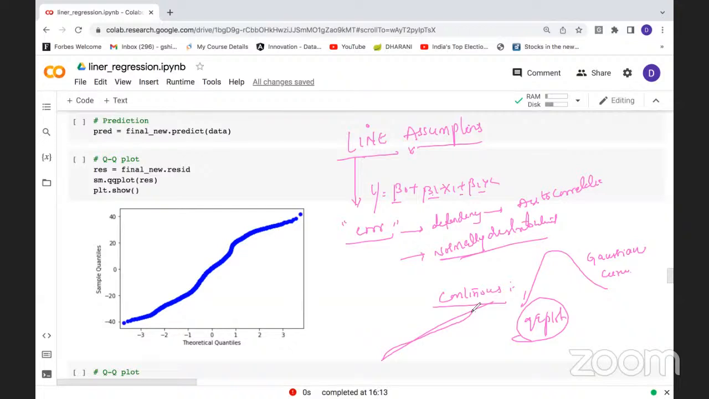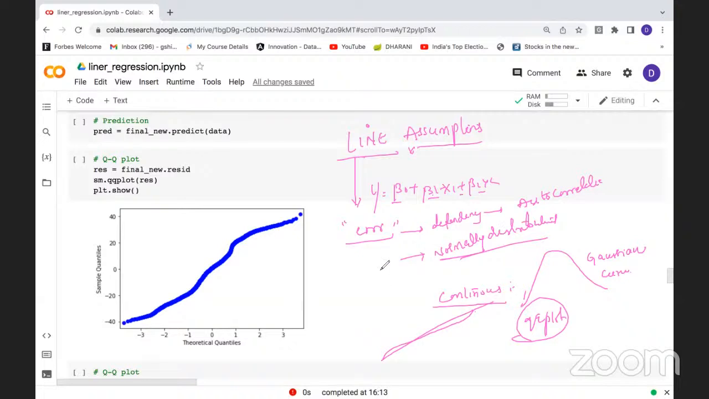So what will we do now? We have to check whether the errors are also normally distributed or not. If the errors are not normally distributed, then your model happens to be not a good model. You have to keep an eye on it. That is something very, very important.